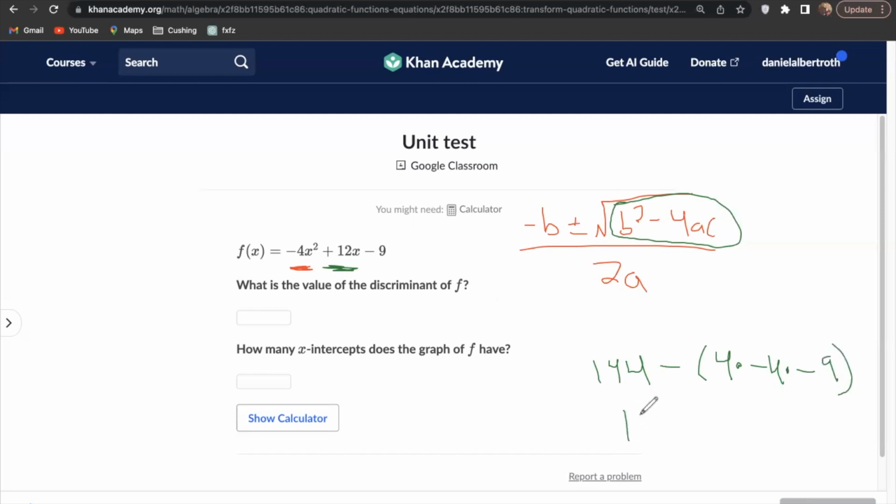So we're going to be left with 144 minus, and this is going to end up positive. So it's going to be 4 times 4 is 16. So 16 times 9, or it's going to be 36 times 4. I don't want to do that in my head right now. So let's do it in the calculator.